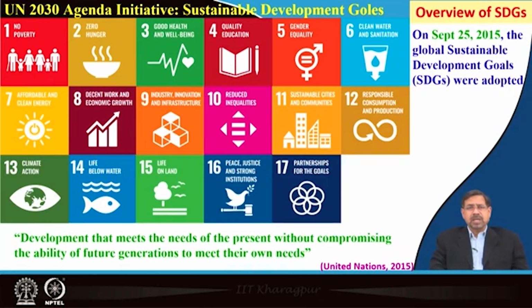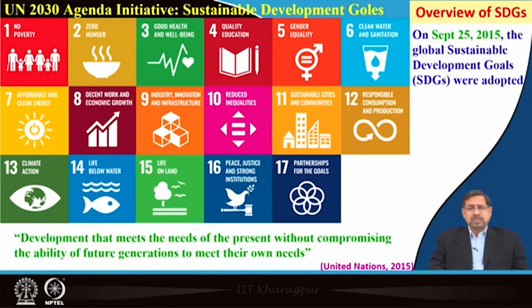Coming to the 14th, life below water, and the 15th, life on land. Yes, we need to protect them in terms of biodiversity. And coming to 16, peace, justice and strong institutions, they all help in terms of nation building. And the 17th one is partnership for the goals. We need to work in partnership to realize the benefits or to achieve these 17 SDG goal targets.